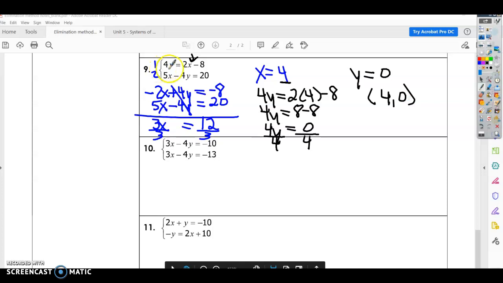Okay, this says 4 times 0, because that's our y, is 0. Does that equal 2 times 4, which is 8? 8 minus 8 is 0, so that works. And then in the second one, it says 5 times 4, which is 20, minus 4 times 0, which is 0. Does 20 equal 20? It does. So this is our solution.